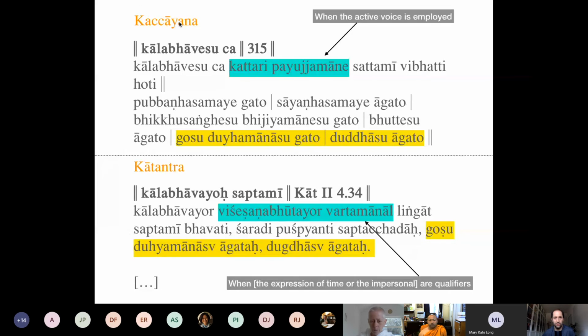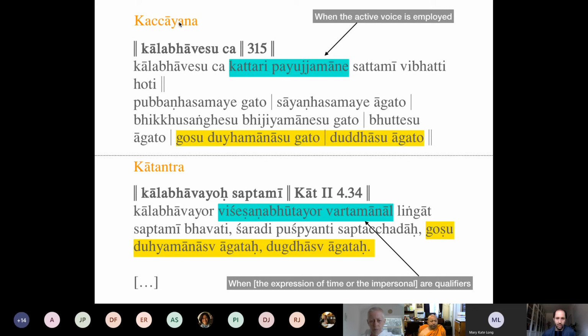Here you can see that in the Kaccāyana Vutti interpretation of the rule, which is basically the same, it's about how to use the seventh case ending, i.e. the locative case ending, to express time, kala, or to express an impersonal expression that we know better as a locative absolute. So in these cases, the Kaccāyana Vutti says that the seventh case is used when the active is used, whereas in the Katantra, you see that there is a slightly different interpretation.